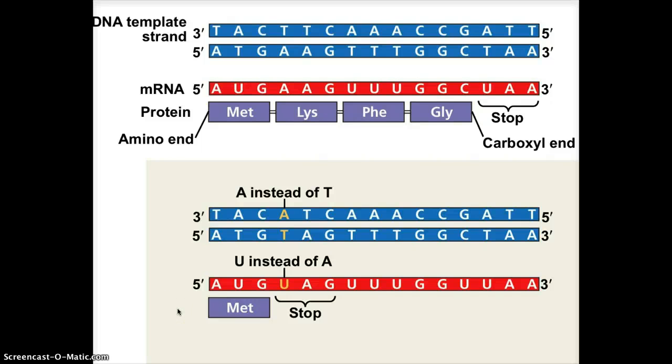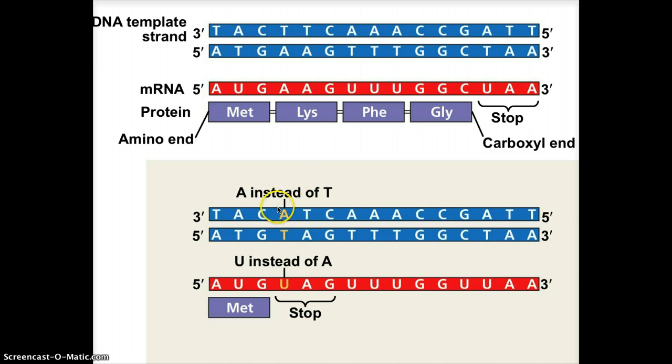Okay, so now we're going to look at a nonsense mutation. So again, we have the normal DNA up here. We've got our mRNA that was transcribed from our template strand. We've got our string of amino acids that we figured out by looking at our codons in our mRNA, and that makes our protein. And then down here, we've got our mutation.